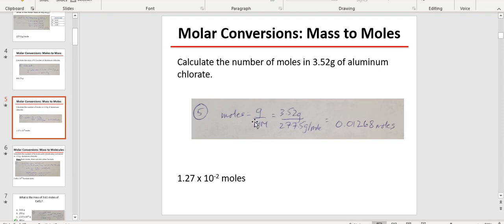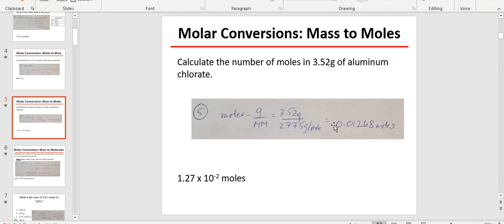Moles is equal to grams divided by molar mass is equal to 3.52 grams. Again, the molar mass of aluminum chlorate, we found it a couple slides before. There we go. Now, 0.01268 moles.